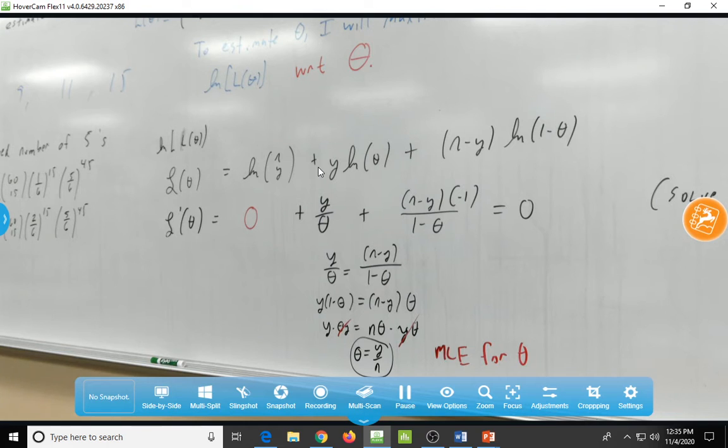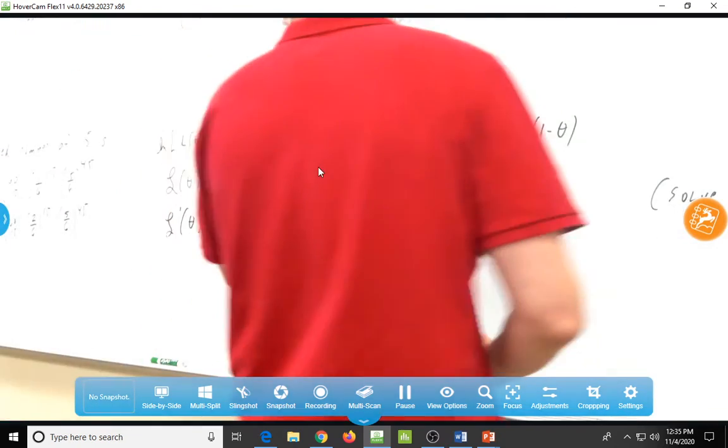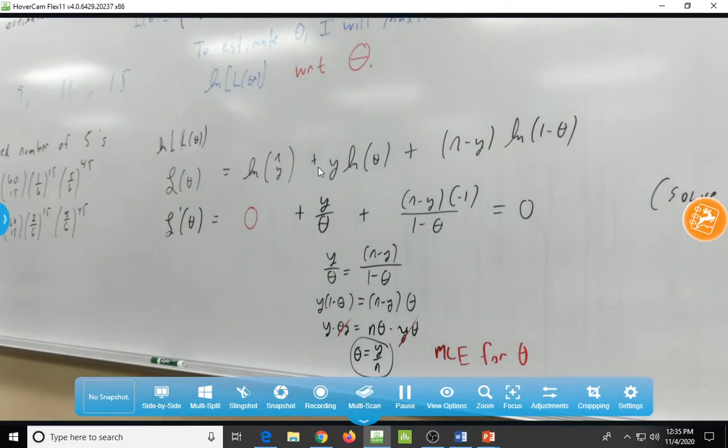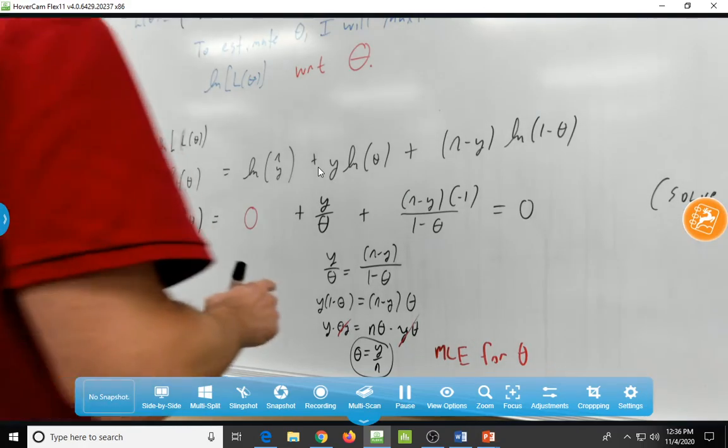Second derivative. That's maybe 10% of the answers in calculus 1. So L double prime of theta. Remember, we have to go back before we set it equal to 0. Y over theta. Gabe and Alex, what's its derivative with respect to theta? What's the derivative of 1 over theta, or 1 over x? Negative 1 over x squared. So this would be minus y over theta squared.